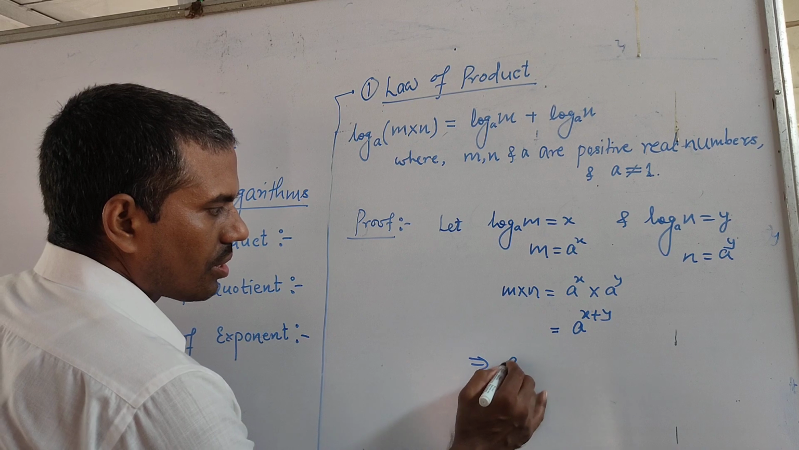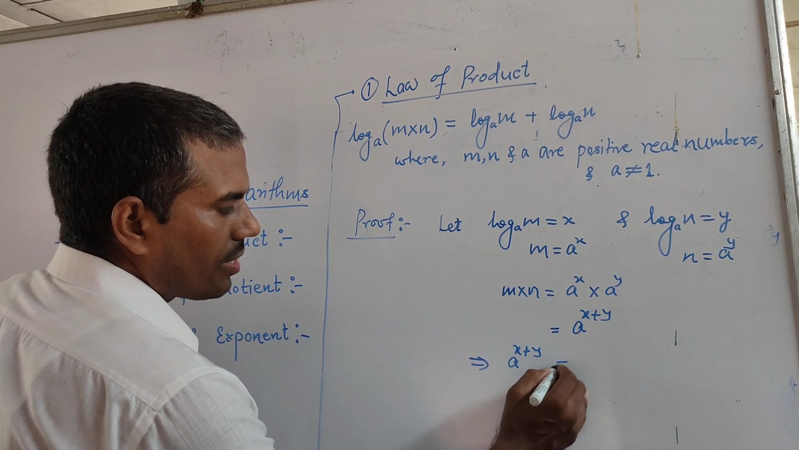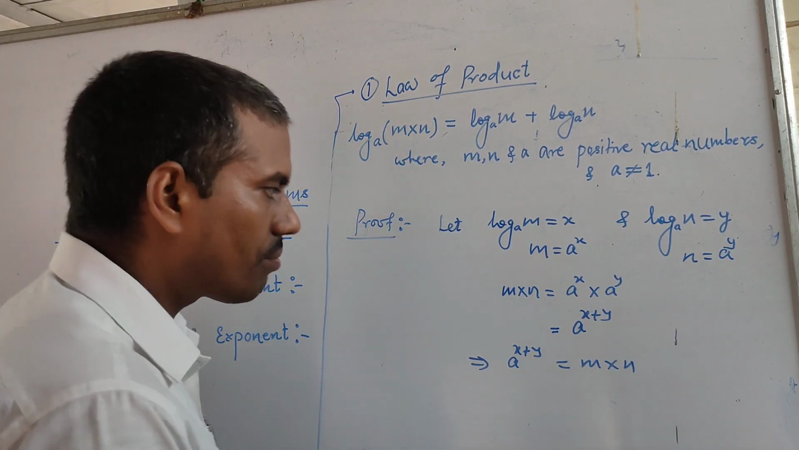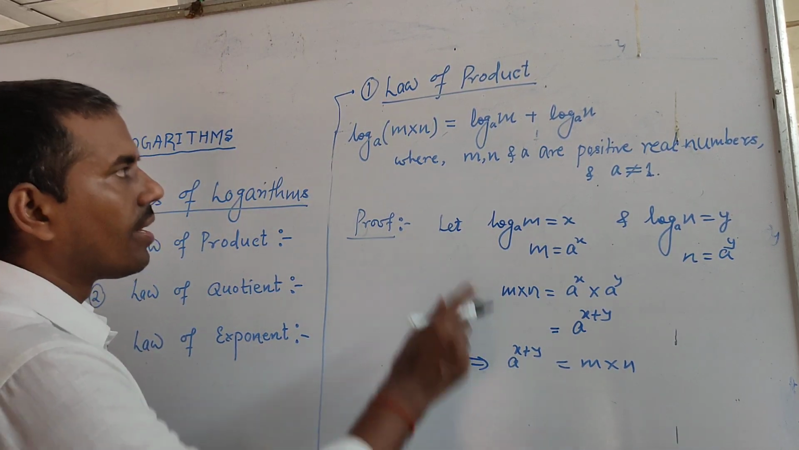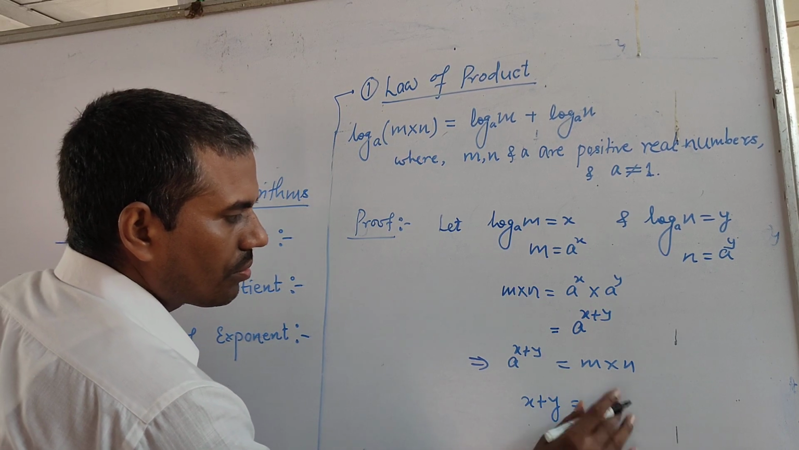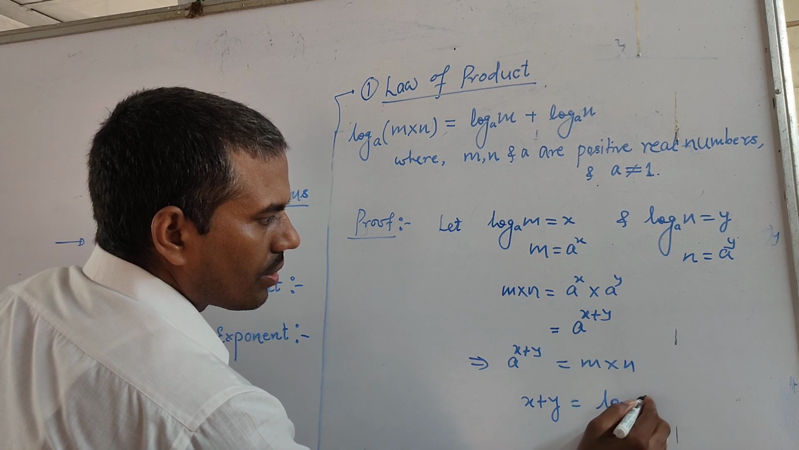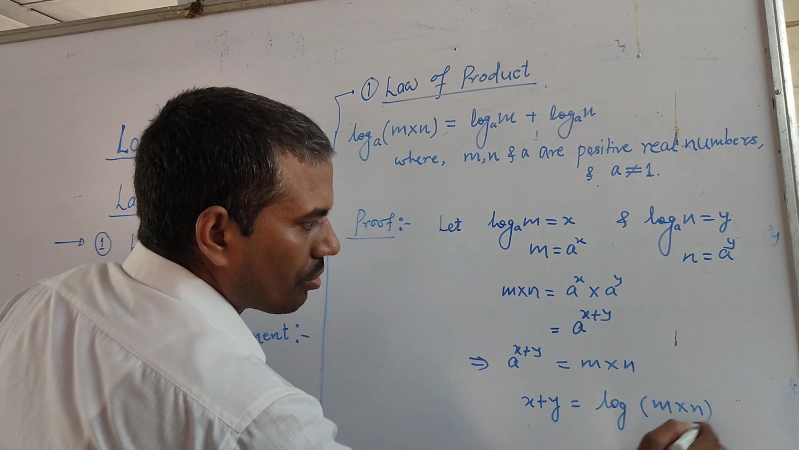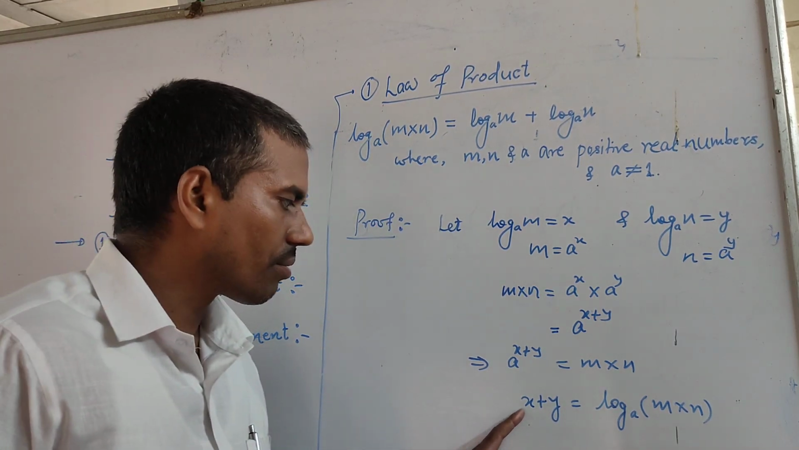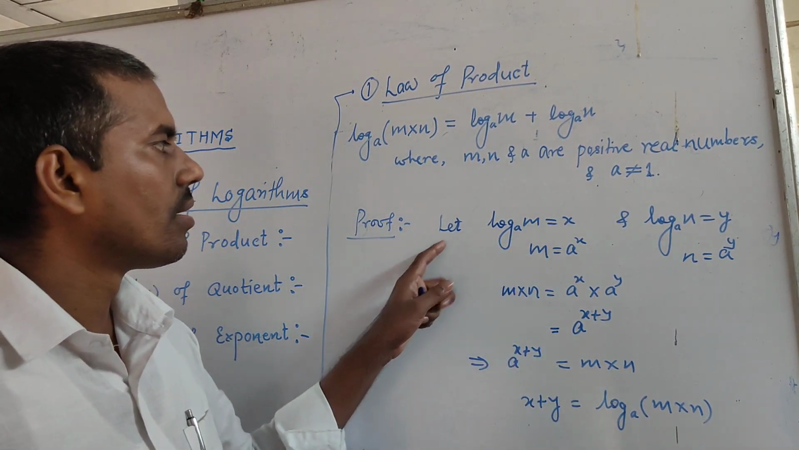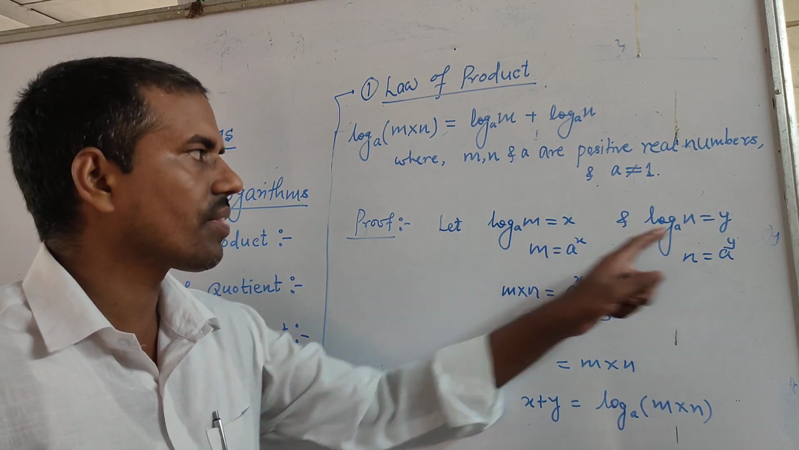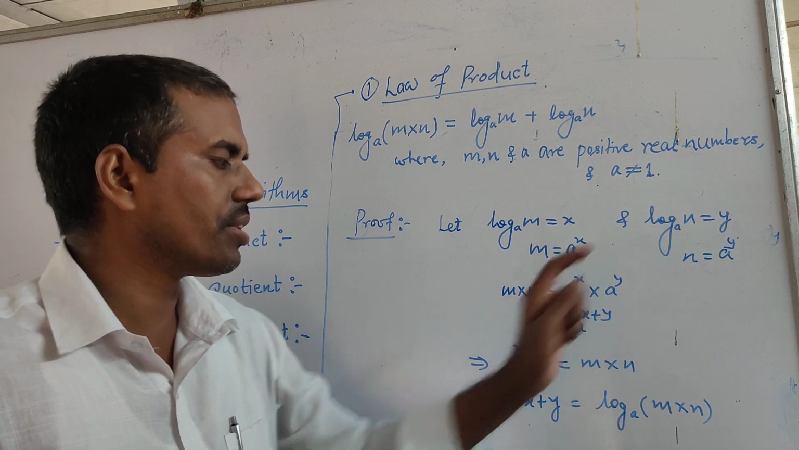This gives us a to the power x plus y is equal to m into n. This is in exponential form. If I convert it into logarithmic form, we get x plus y is equal to log of m into n to the base a. Put the value of x and y from the definition, means x is equal to log of m to the base a and y is equal to log of n to the base a.